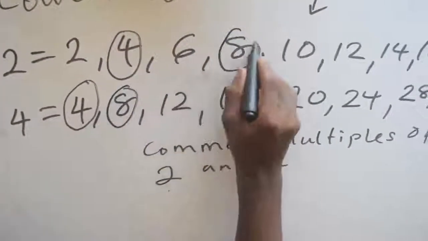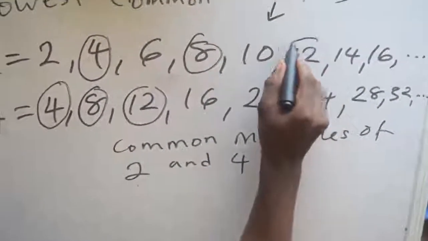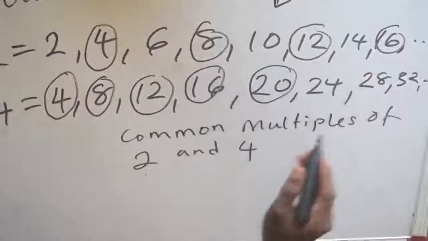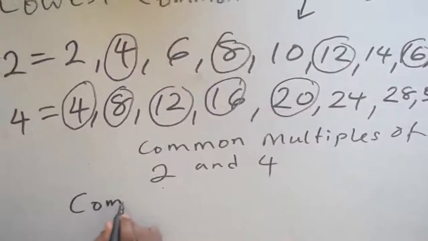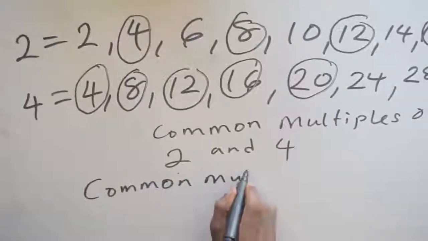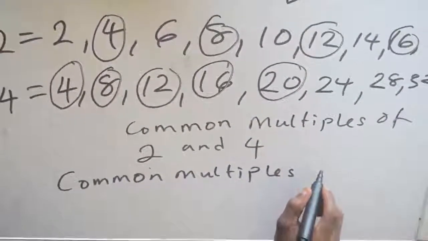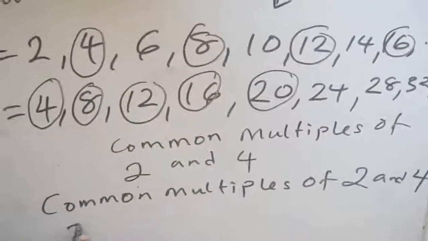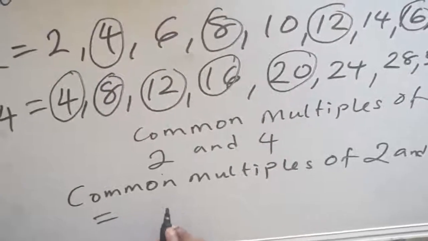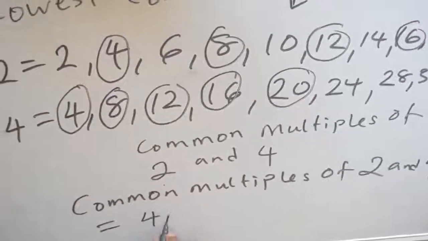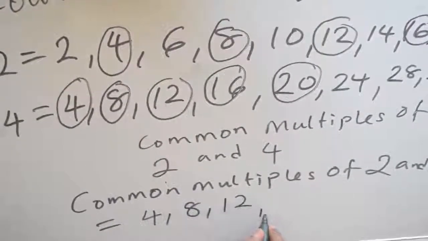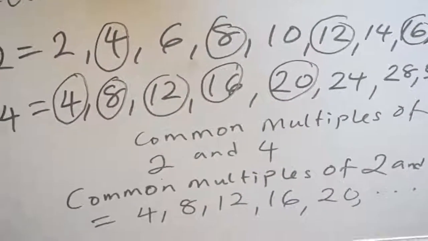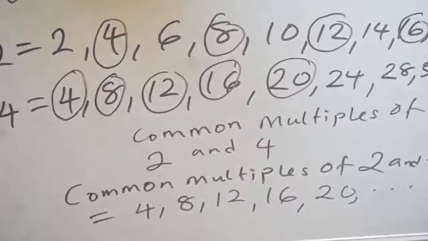We circle all of these, and all these are the multiples, and it continues. So the common multiples of 2 and 4 are the ones we circled. We have 4, 8, 12, 16, 20, and so on, which means it continues. We can't finish the common multiples.